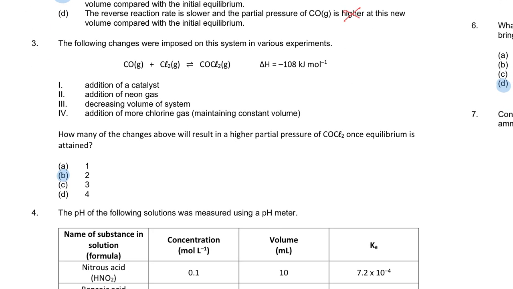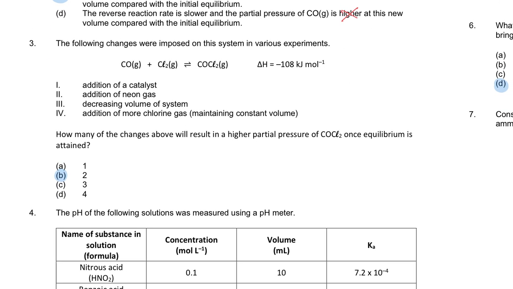The next one, 3: the following changes were imposed on the system in various experiments. Okay, so let's have a look. How many of these changes will result in a higher partial pressure of COCl2 once equilibrium is established? Okay, so again, this is partial pressure, so let's have a look.